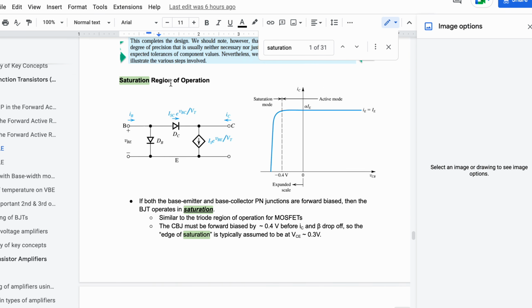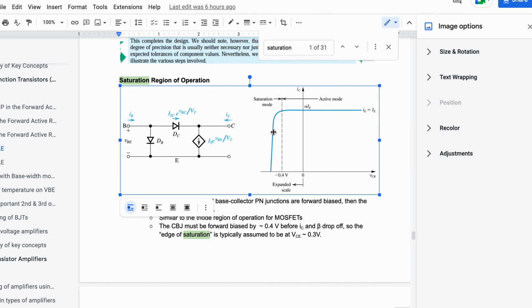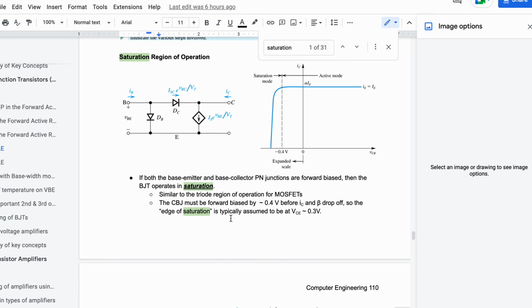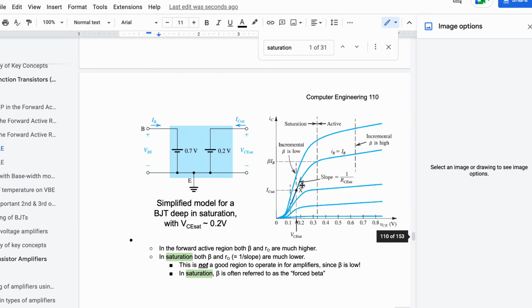Starting here, saturation region of operation, we have this diagram. If both the base-emitter and base-collector PN junctions are forward biased, then the BJT is in saturation. This is similar to the triode region of operation for MOSFETs. The BJT must be forward biased by about 0.4 before our IC and beta drop off. So the edge of saturation is typically assumed to be when our VC is about 0.3 volts.